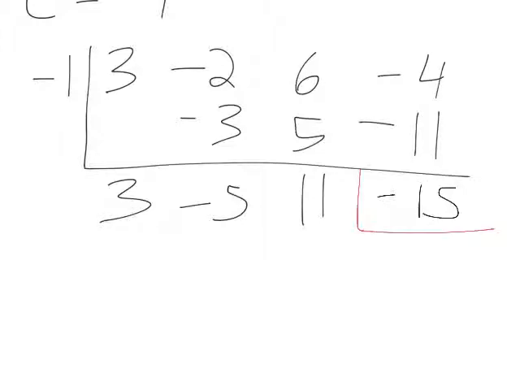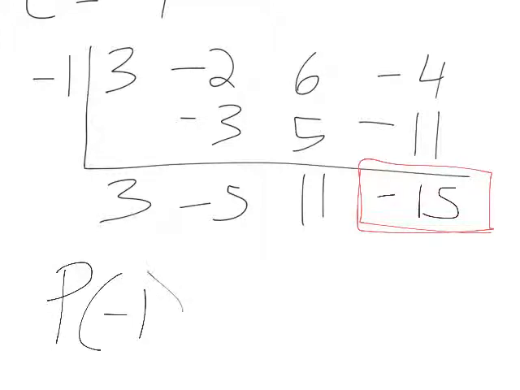This is your remainder right here, okay? And what the remainder theorem says is that if you divide the polynomial by x minus c, c in this case is a negative 1, then your remainder is your p of c. So p of negative 1 by that theorem is equal to negative 15.